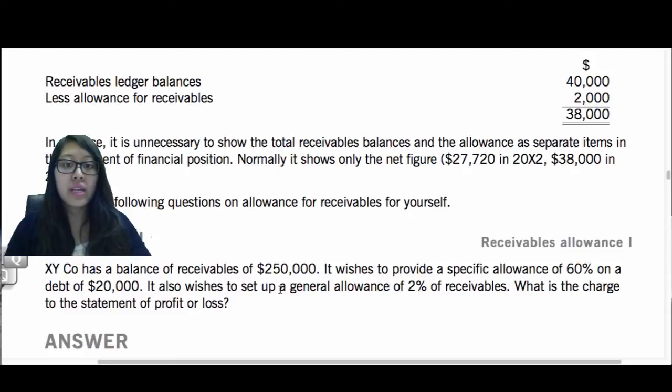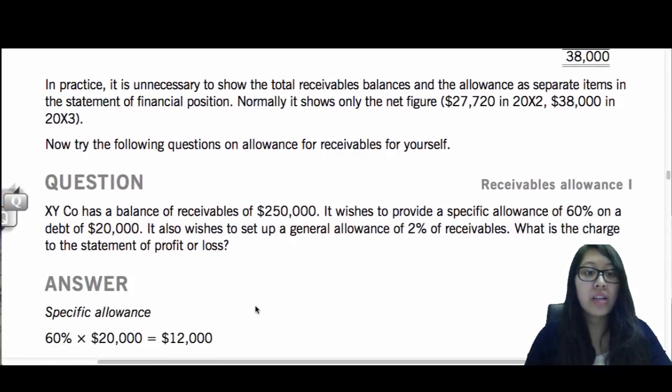It also wishes to set up a general allowance of 2% of receivables. So, as we remember, general allowance is the trade receivables minus any specific debts that have an allowance on them, minus any bad debts too. So in here we have a balance of 250,000. We're going to need to deduct this debt of 20,000 because this 20,000 is not going to be included in our general allowance. Why? It's because we already have a specific allowance on that. So if we charge another general allowance on this 20,000 debt, it's going to be charged twice the amount of allowances.